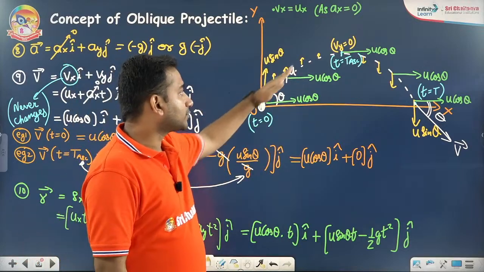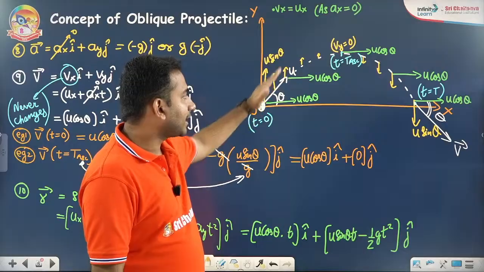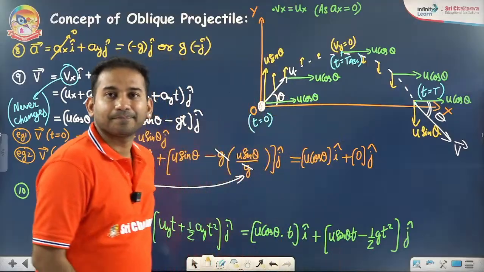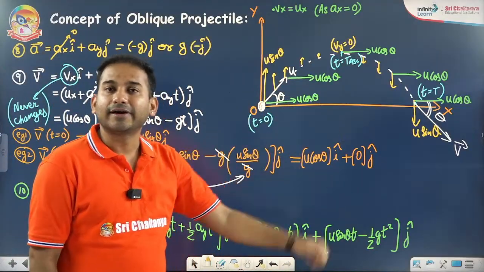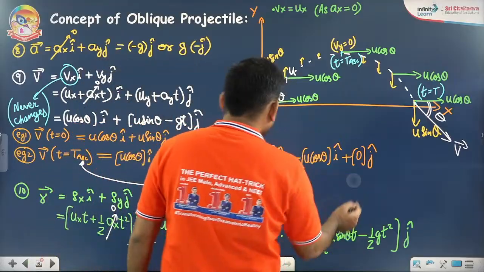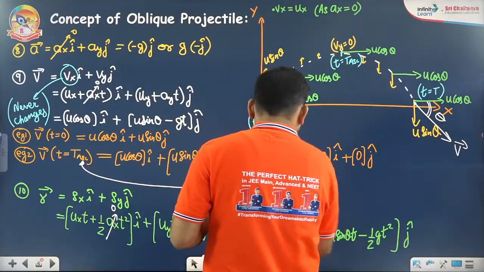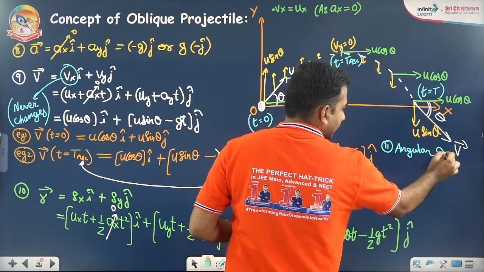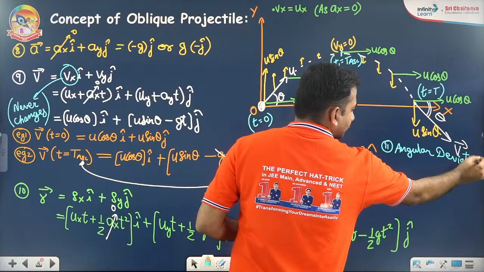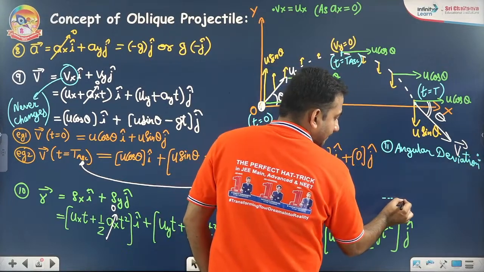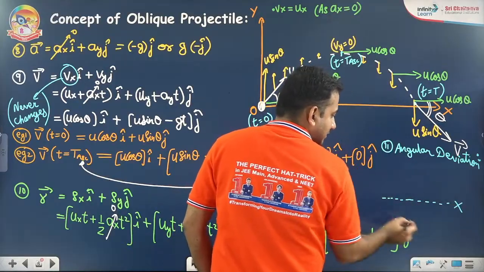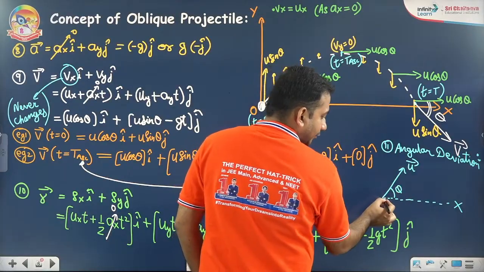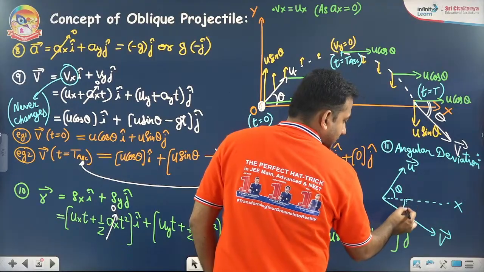Means initially, if it was making an angle anti-clockwise with the x-axis, finally it is making the angle clockwise with the x-axis. Is that clear? Initial angle is anti-clockwise, final angle is clockwise. Means if I have to talk about another thing here, that is the 11th part, angular deviation produced due to the presence of gravity. So if I draw this as the x-axis, your initial velocity vector is making this angle theta, and your final velocity vector is making this angle theta.